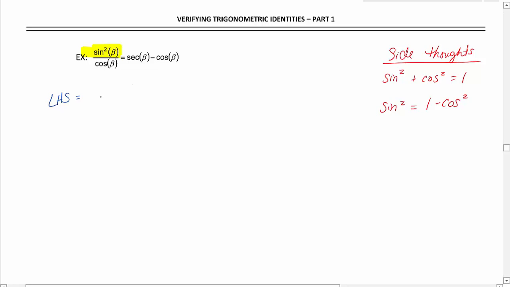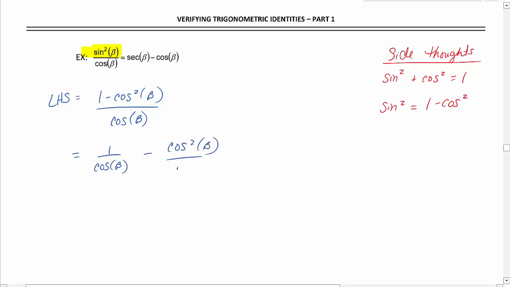All right, subbing that into our numerator, 1 minus cosine squared beta over cosine of beta. See, I'm back to my good notation since I'm actually writing the proof. Next, we're going to break this up into two separate fractions and simplify. But I'm also going to pay attention to my right-hand side.